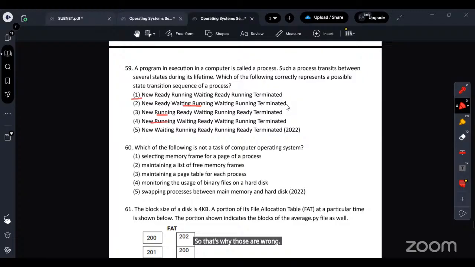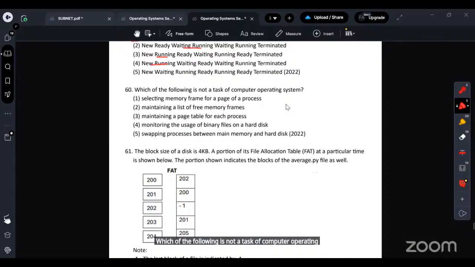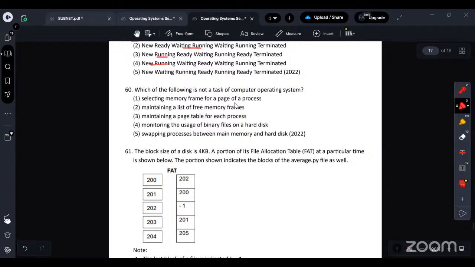Okay. Which of the following is not a task of a computer operating system? Try this question. What is the answer? Which of the following is not a task of a computer operating system?